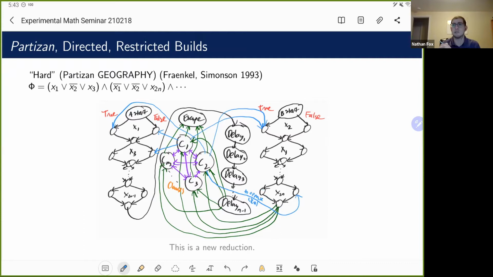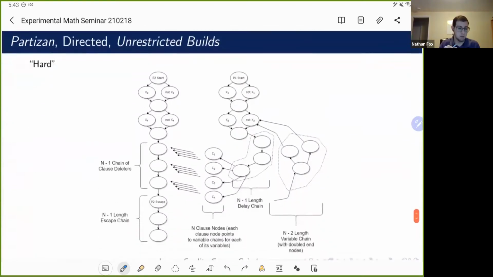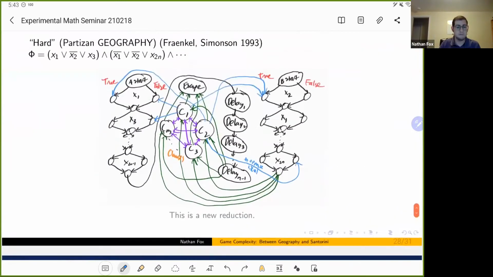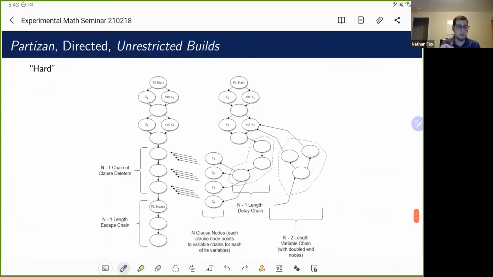And this reduction is what he used to then turn into the next one, which is the same game with unrestricted builds, which I'm not going to try to explain what's going on here. I didn't try to draw it myself because there's a lot of buffer nodes and parity checking things in here. But a reduction that looks like this, a variant of this, proves that partisan geography, where you can build anywhere you could have moved from, is PSPACE-hard.